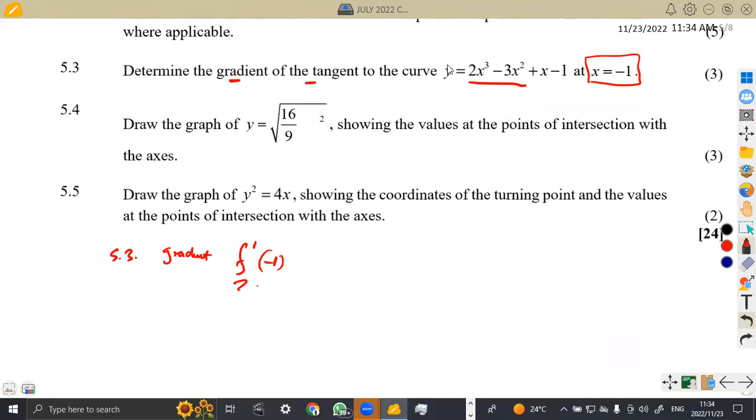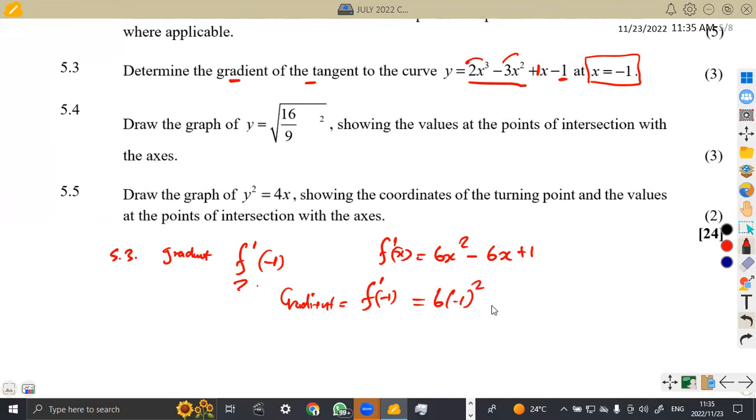That means we have to find the first derivative first. Differentiating, 2 times 3 is going to be 6x squared, minus 3 times 2 is going to be 6x, plus 1x, which is plus 1, minus 1, that's a constant. So this is your first derivative. When x is equal to minus 1, that's your gradient. So you simply find the derivative, then you substitute the value of x: 6 into minus 1 squared, minus 6 into minus 1, plus 1.